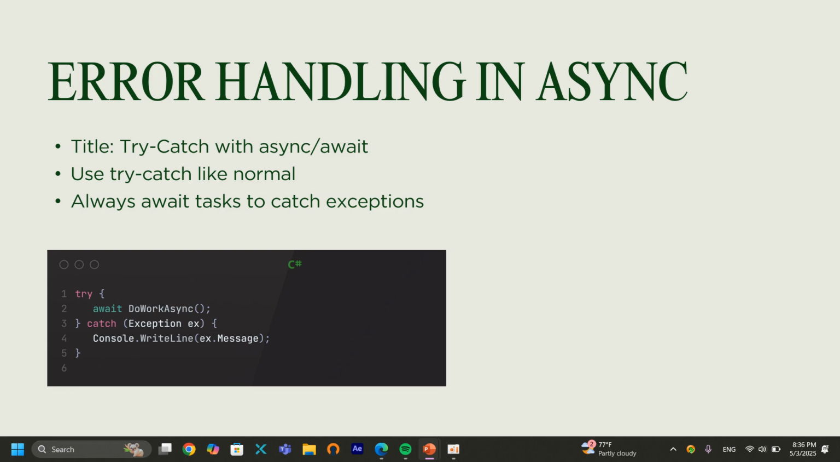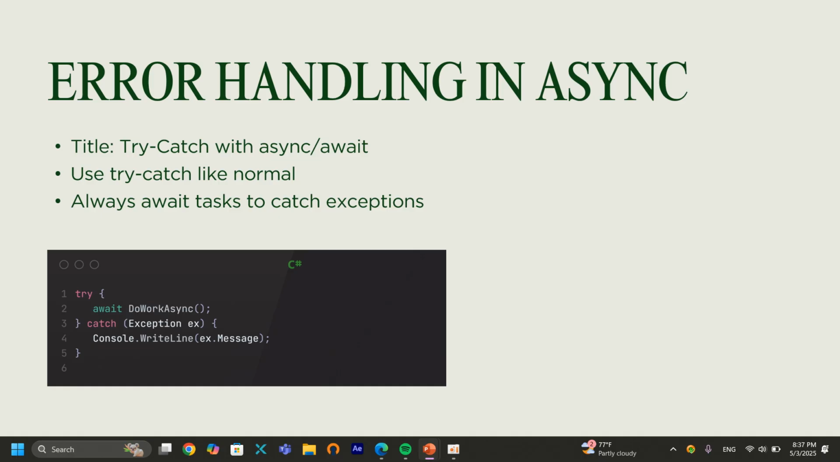Okay, async methods can throw exceptions just like normal methods. But if you don't await the task, you won't catch the error. So always use try catch around await calls.